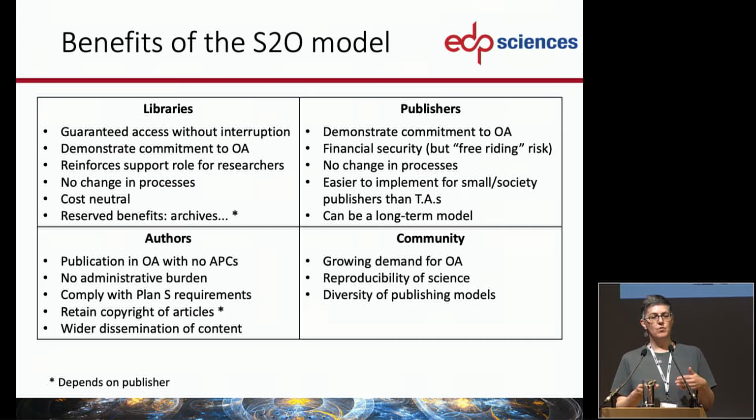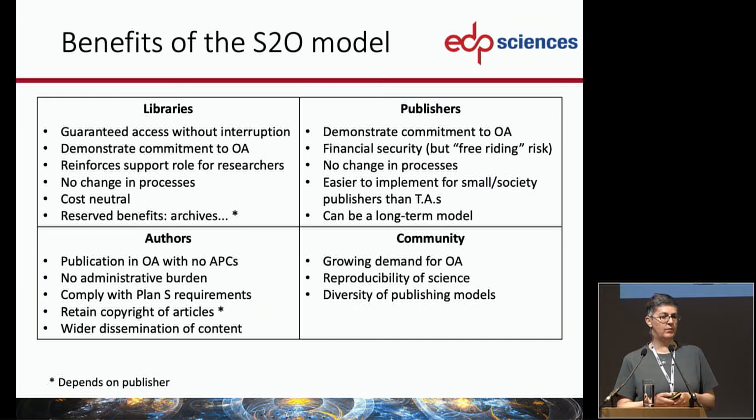It actually reinforces the role of libraries towards researchers, which is, of course, the case for subscription models, but it's not always the case for open access journals, where the libraries are sometimes taken out of the equation. There's no change in processes, so things happen the very same way, at least for libraries. It's cost neutral, so there could be increases in subscription costs, but just the normal inflation-based increases. And in some cases, depending on the publisher, you can have additional or reserved benefits for libraries. For example, archives can be provided as part of the subscription and are not free to access for everyone.